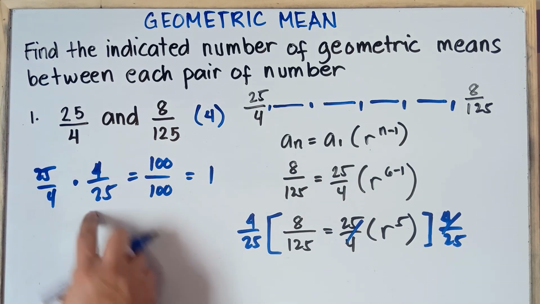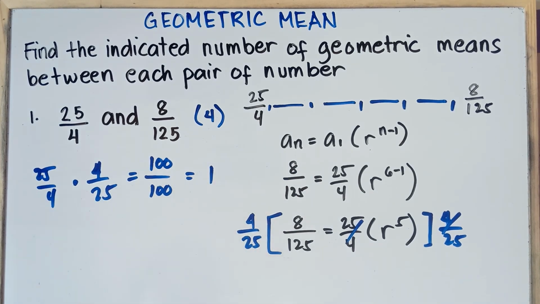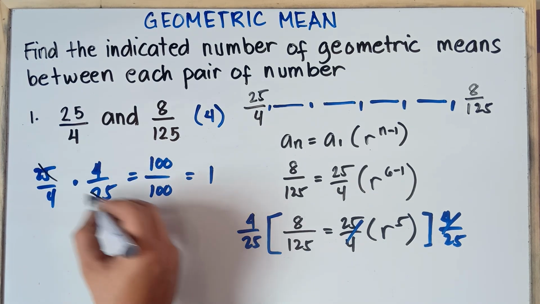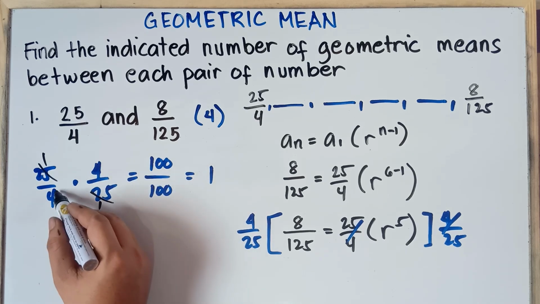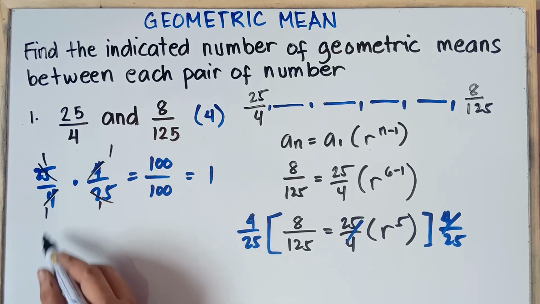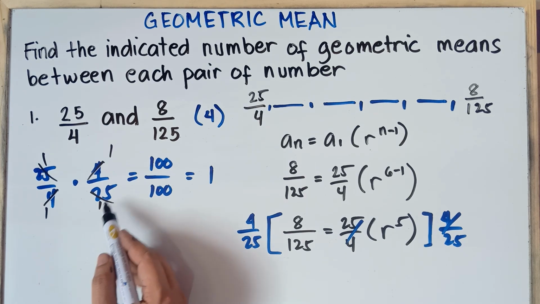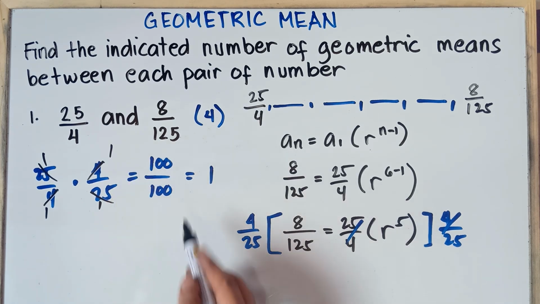Or we can do the crisscross. 25 and 25, we can divide this one. So 25 divided by 25, that's 1. 4 divided by 4, we can cancel 4, that's 1. 1 times 1 is 1. 1 times 1 is 1. 1 divided by 1, that's 1.